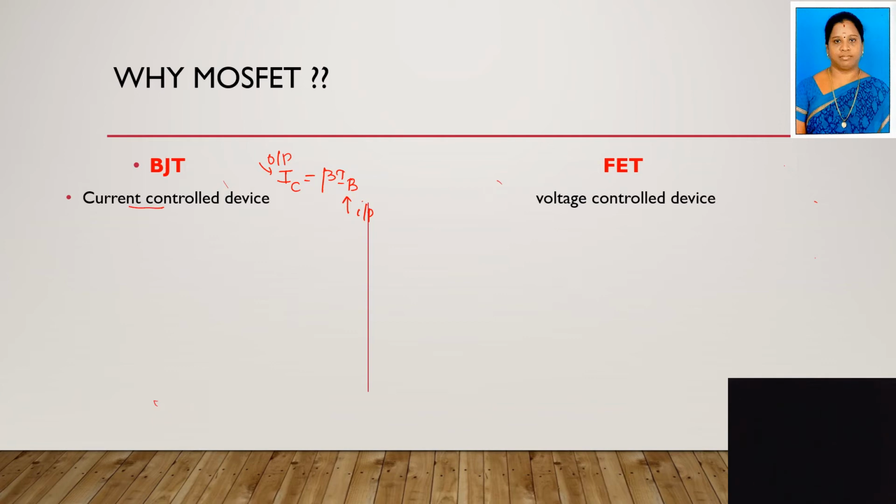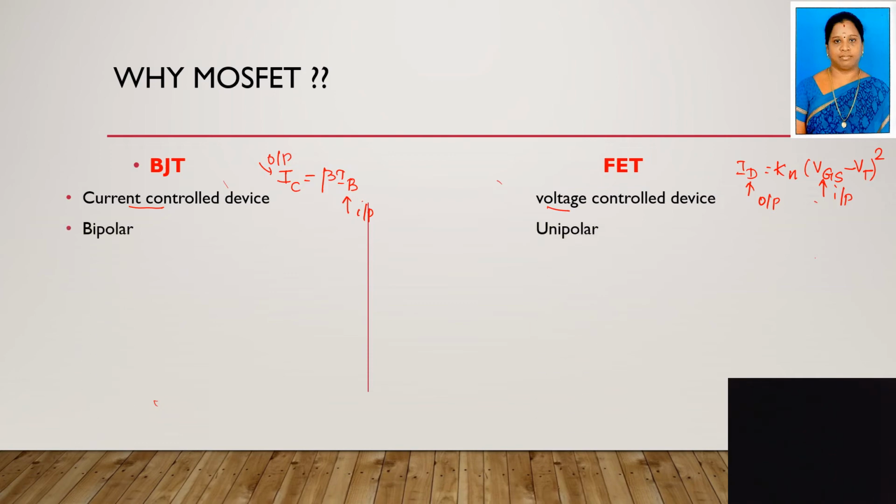Whereas in MOSFET, if you take the drain current equation, ID equals Kn, the conduction parameter, into (VGS, the gate source voltage, minus the threshold voltage of the transistor) the whole squared. Here the input is the VGS and the output is the drain current. So the output current is controlled by the input voltage. That's why it is called a voltage control device.